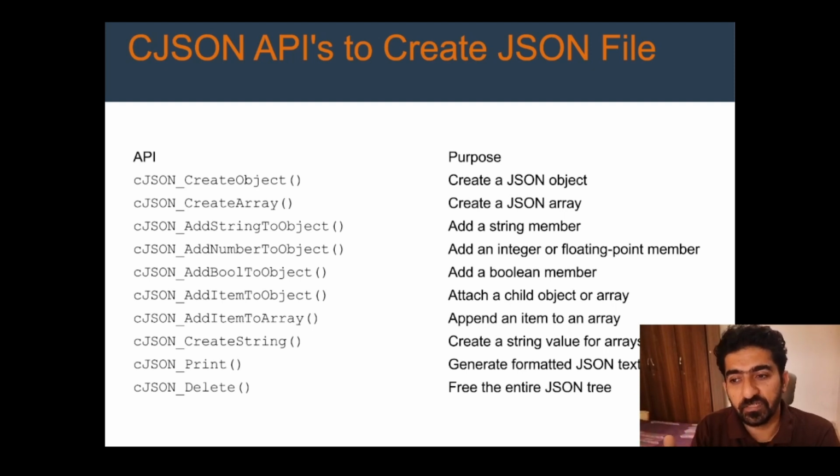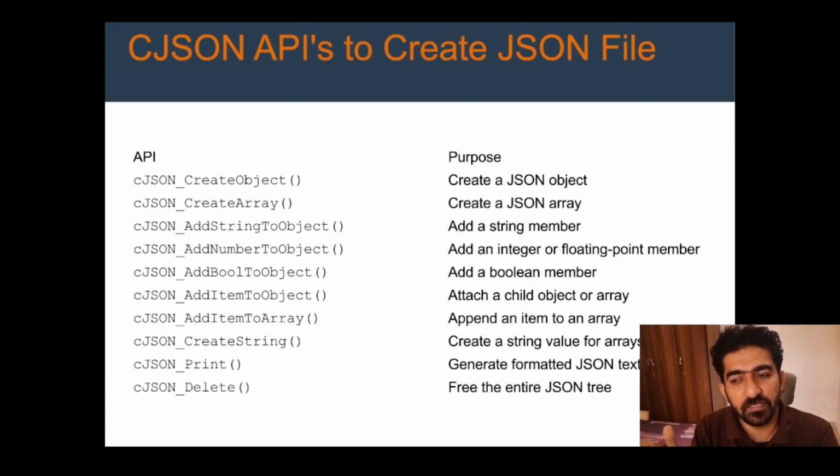Okay. And next we have cJSON_AddStringToObject. So this will create a string that will be added on top of that object. Okay. So AddNumberToObject, AddBoolToObject, AddItemToObject. Okay. So if you want to add some child to the object, then you can use this API. So you have cJSON_AddItemToArray. If you want to add items to an array object, that way also you can use this API.